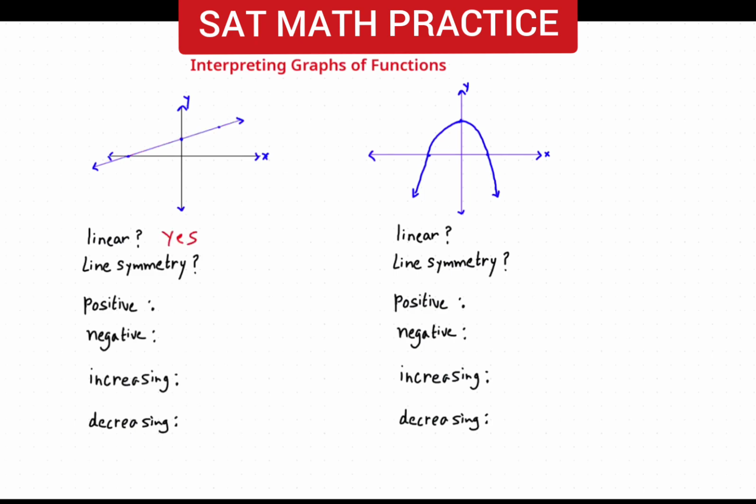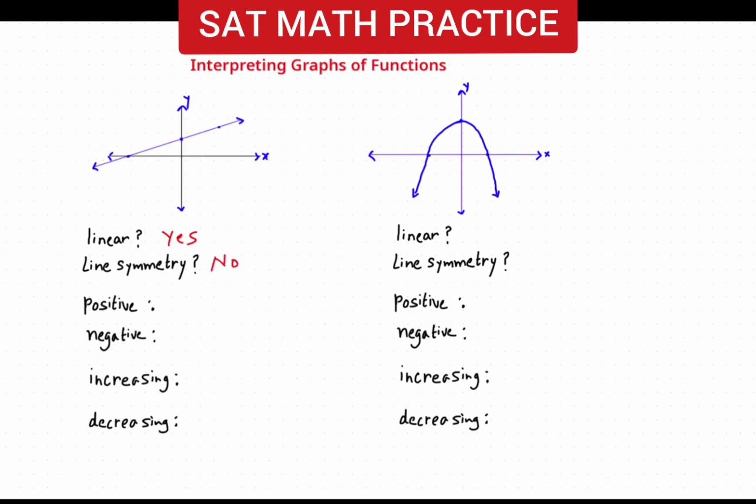Line of symmetry. Here, if you cut this line into half, if you fold up, it will not overlap. So you can say there is no line of symmetry. And if you cut horizontally also, and if you want to fold up, then also it will not overlap. So there is no line of symmetry.